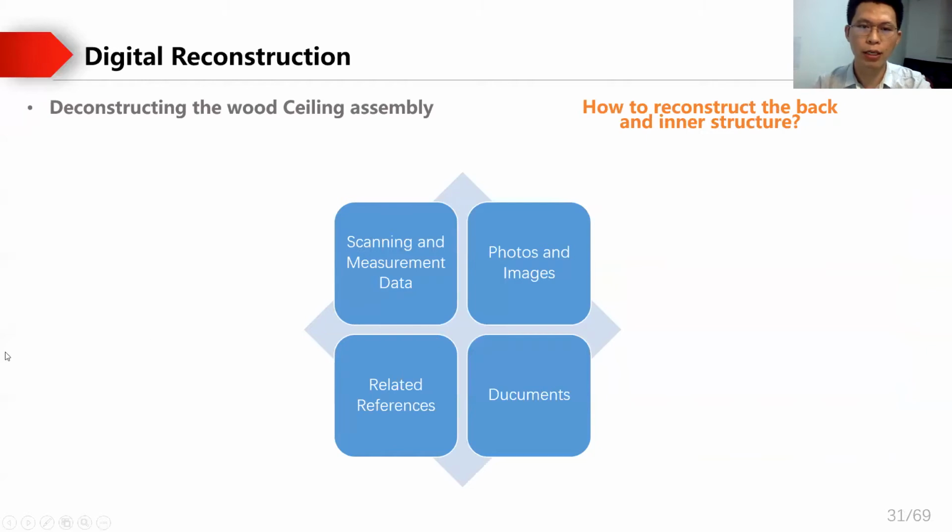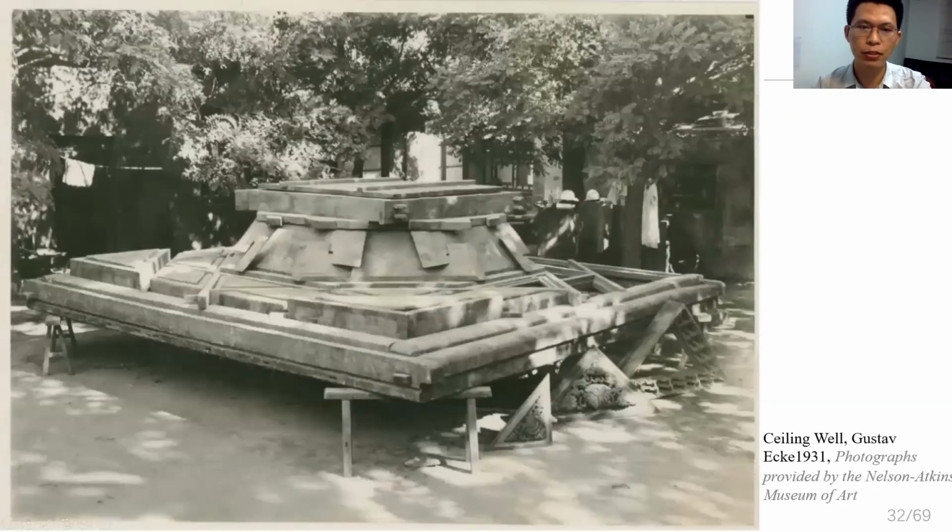To reconstruct the inner structure of the ceiling based on the 3D scanning data, we investigated the old photographs, published images, and other related documents. This photo plays an important role in the structure reconstruction research because all of the backside information was recorded clearly, especially on the right side of the ceiling. Several parts were being removed so that we can observe the inner structure clearly.